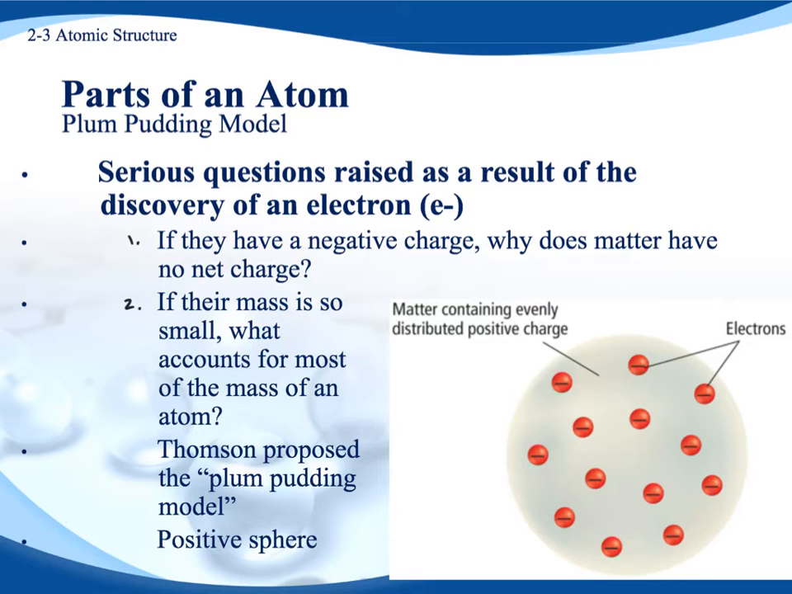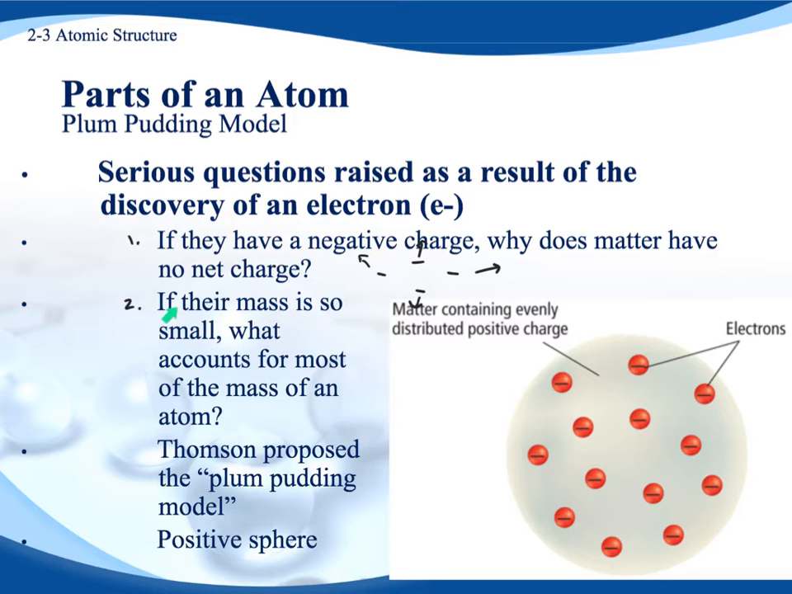Okay, just because we discovered electrons does not mean that the problems were all solved. There were two questions that arose as soon as we knew electrons existed and we knew their mass and their charge. Number one, if atoms have a negative charge, why does matter have no net charge? You and I are not negatively charged, because if everything was negatively charged, nothing would stick together, right? Like charges repel. So if there's negative charge in matter, why isn't everything negatively charged? It means there's got to be some positive charge somewhere to balance this out.